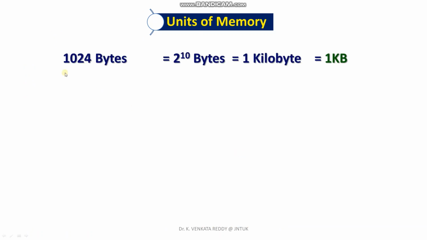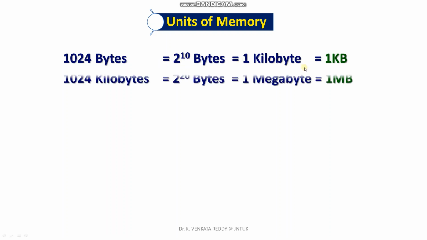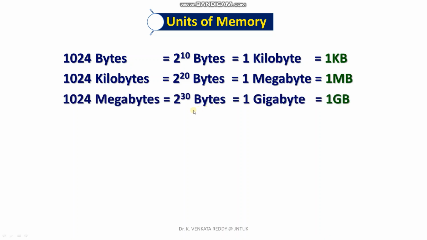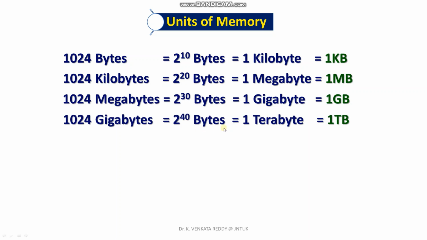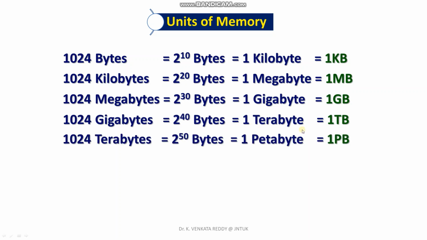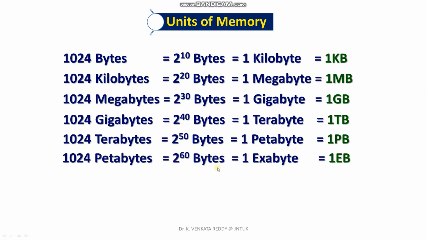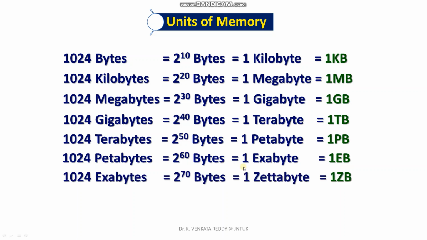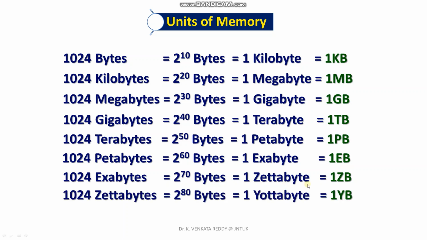In computer notation, 1024 bytes or 2 to the power of 10 bytes is called 1 kilobyte, 2 to the power of 20 bytes is called 1 megabyte, 2 to the power of 30 bytes is called 1 gigabyte, 2 to the power of 40 bytes is called 1 terabyte, 2 to the power of 50 bytes is called 1 petabyte, 2 to the power of 60 bytes is called 1 exabyte, 2 to the power of 70 bytes is called 1 zettabyte, 2 to the power of 80 bytes is called 1 yottabyte.